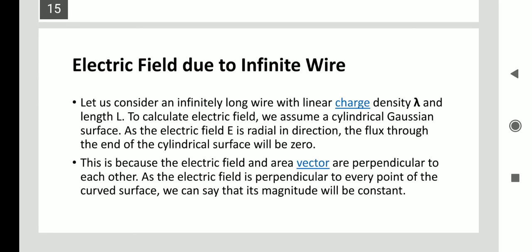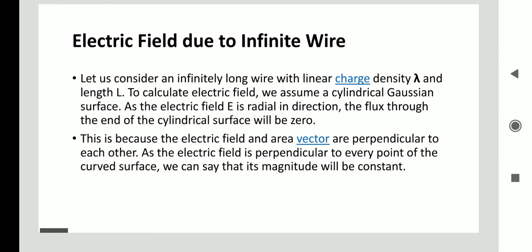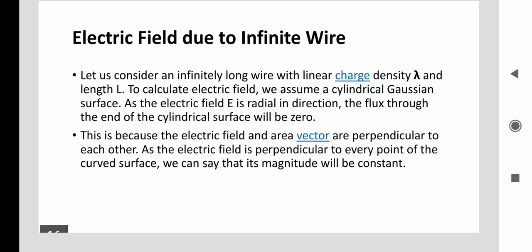Let's see what we are going to evaluate. The electric field due to an infinite wire. Let us consider an infinite long wire with linear charge density lambda. What is linear charge density? Lambda equal to Q by L. Charge per length is called linear charge density. So the charge density is lambda and the length is L.